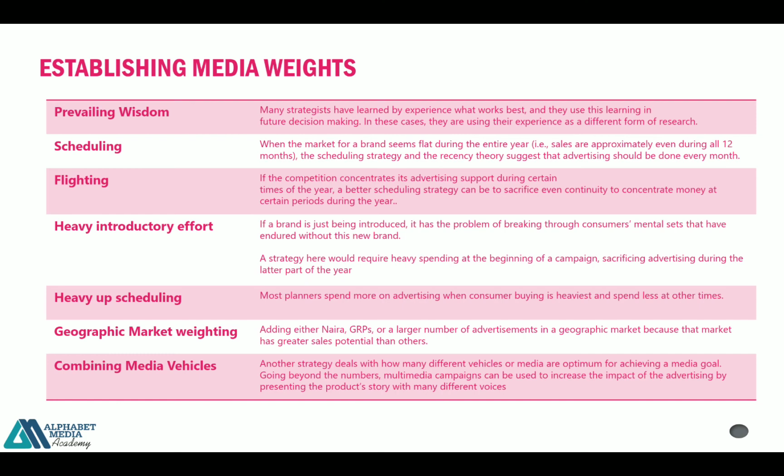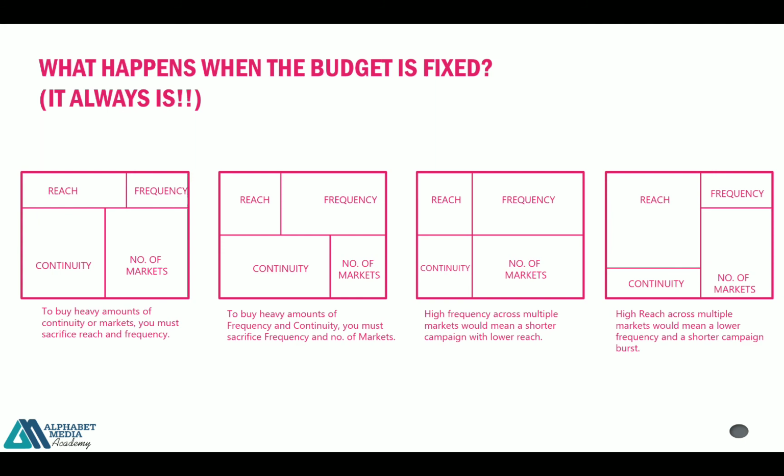Heavy up scheduling. For instance, when a planner wants to spend more advertising when the consumer is buying heaviest and spend less at other times. So maybe you are the kind of brand that says, look, I need to spend more during Christmas because my consumers are more susceptible to buying during Christmas, or I want to spend more during the end of the month when they've collected their salaries, they are more susceptible to buying. That could also be used to determine weights. There could be geographic market weights in terms of the number of markets or cities in a certain state, and of course, combining your media vehicles.